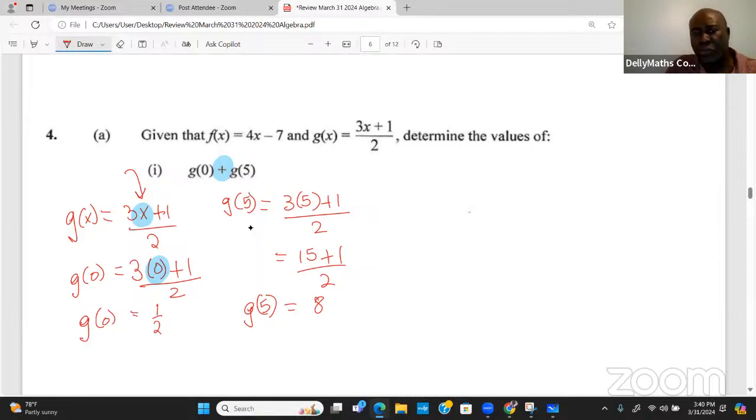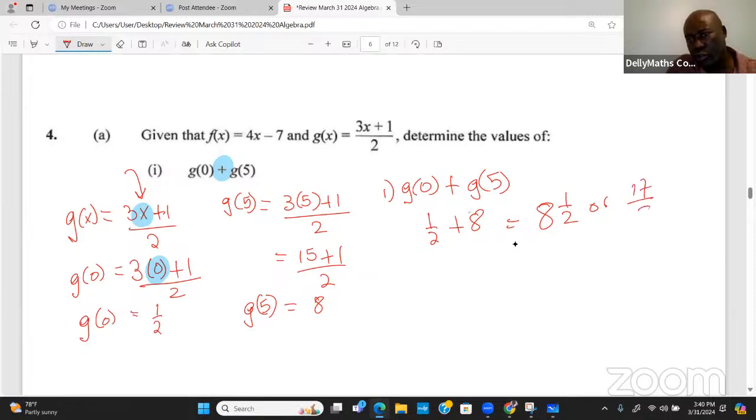So when we're asked to find the value of g of 0 plus g of 5, basically what we're doing is saying a half plus 8, and that is equal to 8.5. Or you might say 17/2. Whichever way you want to put it, it's good to go. So what I'm saying here, you evaluate your function just the same. And if you're asked to do things, you do it.